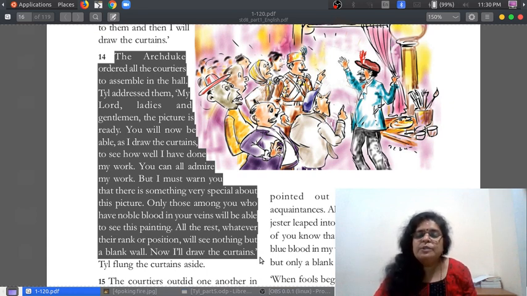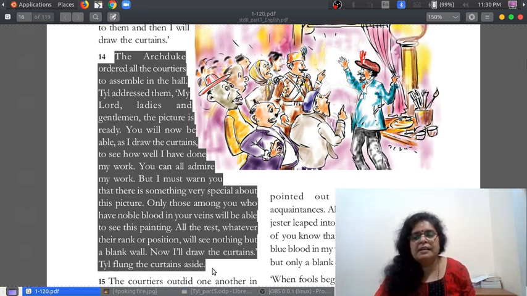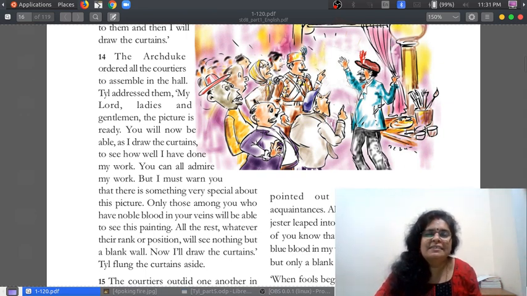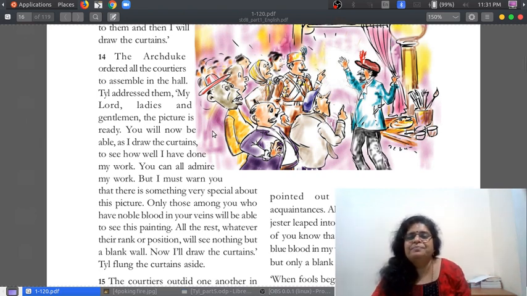Now, I will throw the curtains. Till flung the curtains aside. The Archduke ordered all the courtiers to assemble in the hall. So, here are all the courtiers: the old woman, the Archduke, the chief of the army, everyone is here.